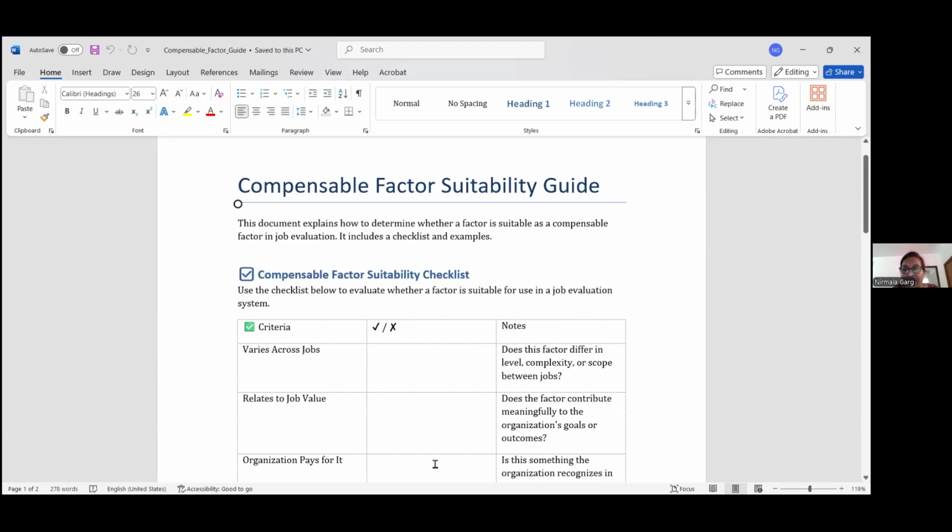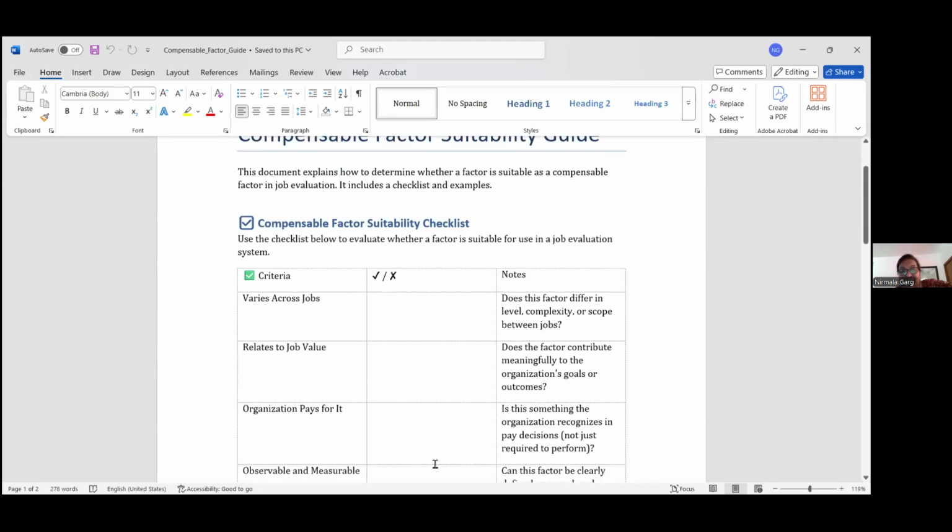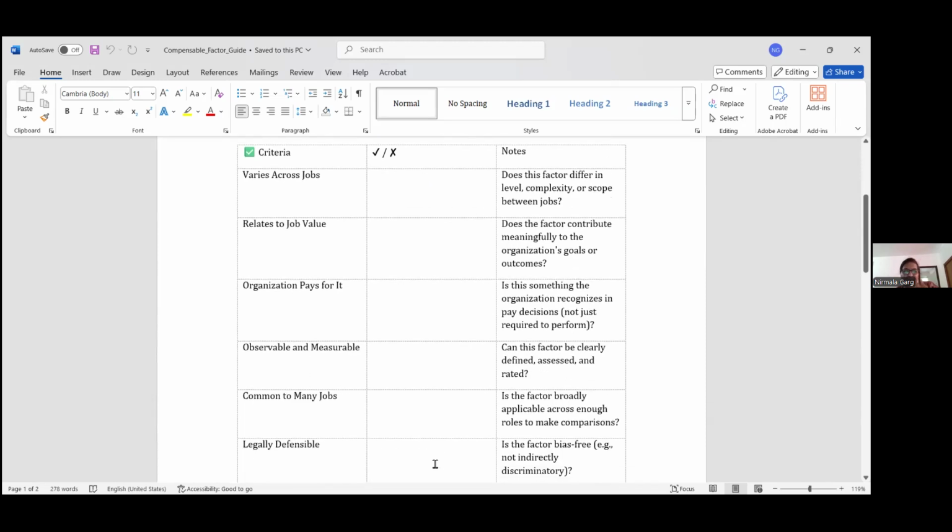When we are identifying compensable factors, they can be different for different organizations, because you are going to pay for it. For example, is this something the organization recognizes in pay decisions, not just from a performance point of view? And also, can the factor be clearly defined, assessed, and rated? These are some of the criteria you need to look at when you are deciding what could be the compensable factors.